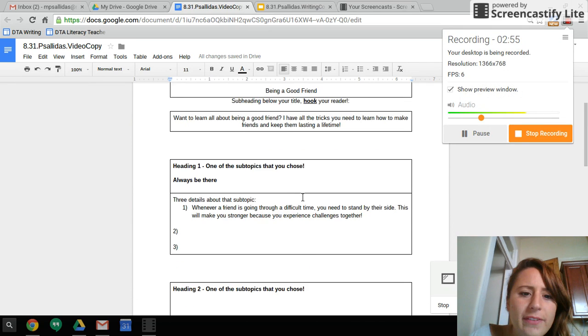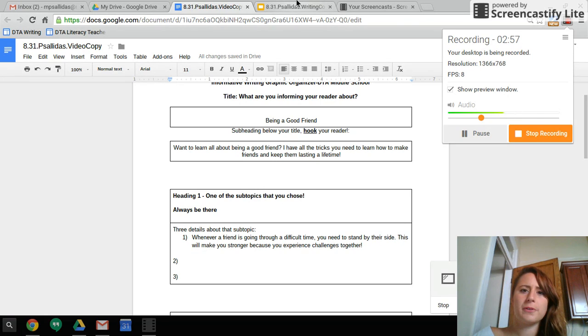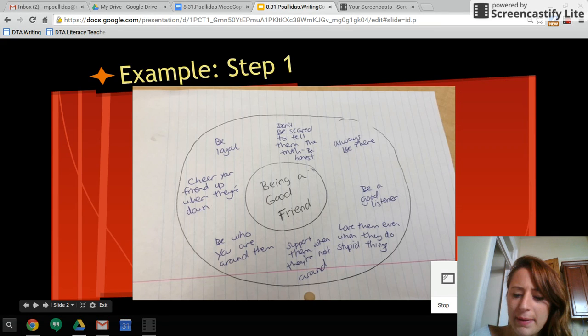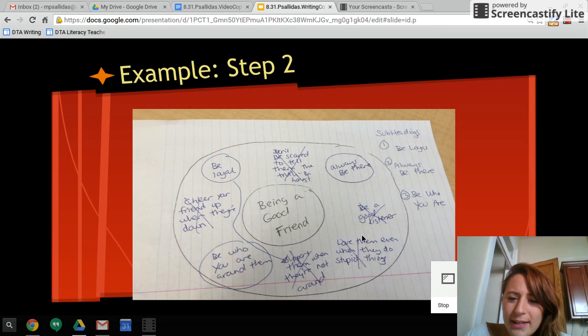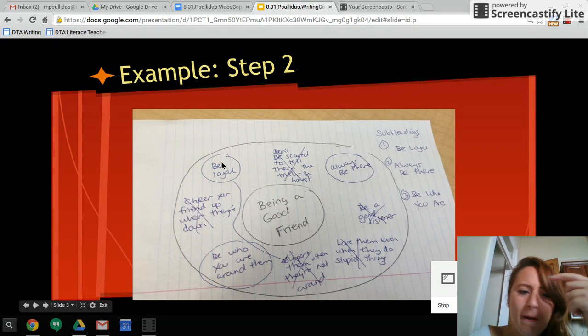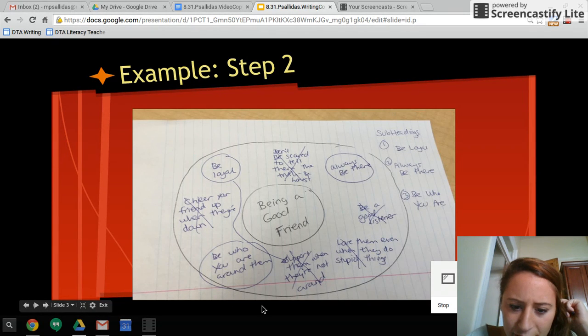So now that I'm done filling out my graphic organizer, here's what I'm going to do. Go ahead back to my circle map and look at the other subtopics that I crossed out. To be honest, as I was trying to make the subheading and the 3 details for be loyal, I realized, you know what? I don't really have that much to write about this. The 3 details I put down, I'm not really crazy about. So let's go and see if there's any other things I'd rather write about.